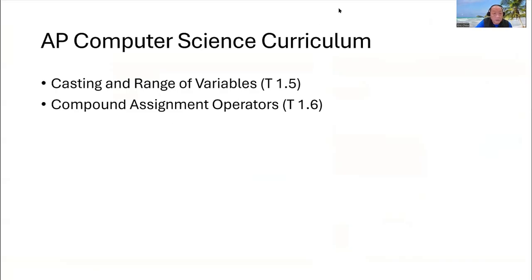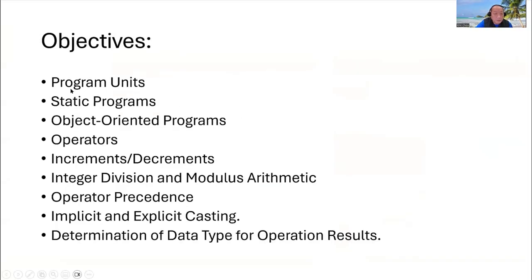So we talk about casting and range of variables, compound assignment operators, and program units, static programs, object-oriented programs, operators, increment, decrements, integer division, modular arithmetic, operator precedence. Okay, these are different things that we'll talk about today. Basically different operators and how to write a simple mathematical program. So that's the goal for this.